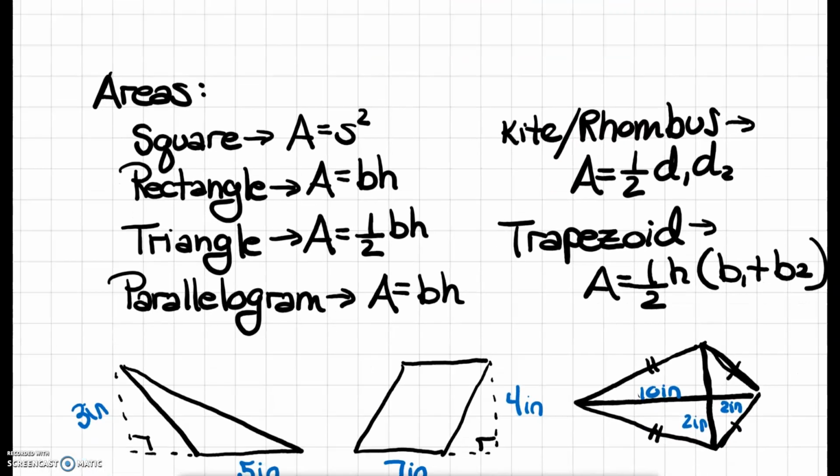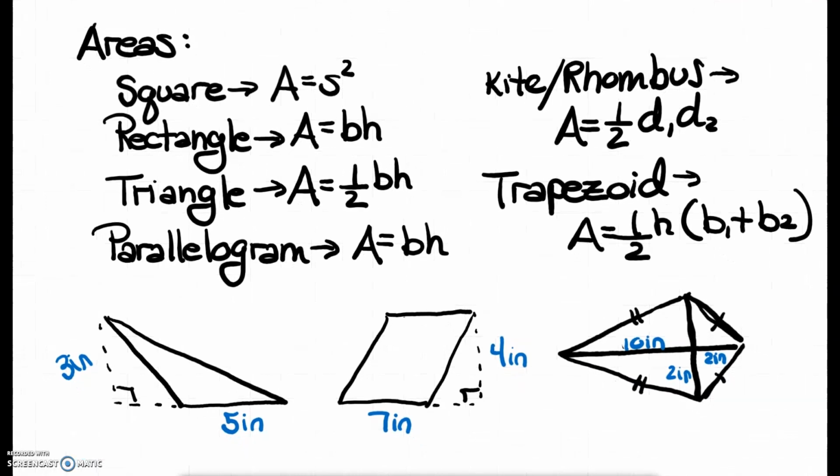All right, let's go ahead and move on to 10.2. This is where we learned all of our formulas for finding areas of our different shapes. I'm not going to go over all of them, but you can see them in front of you. I'm not doing an example of a square and a rectangle because you guys should know that already. But I will do triangle, parallelogram, kite, rhombus, and trapezoid.